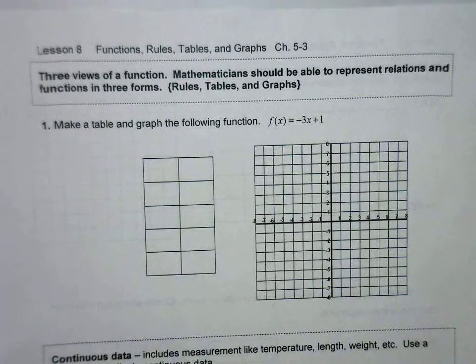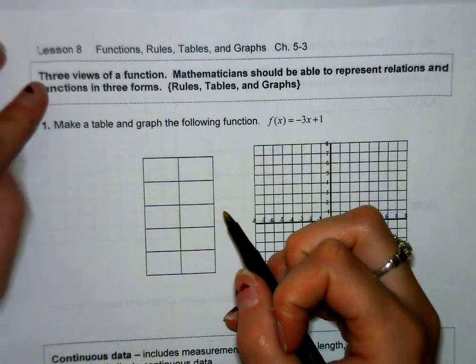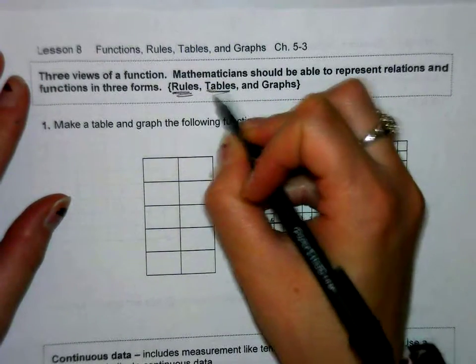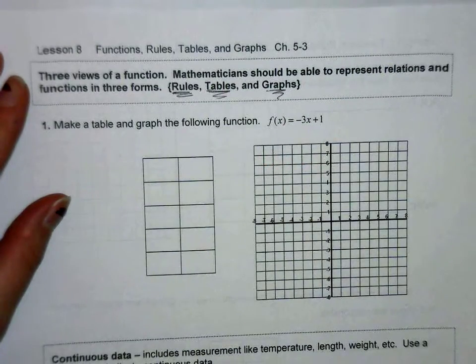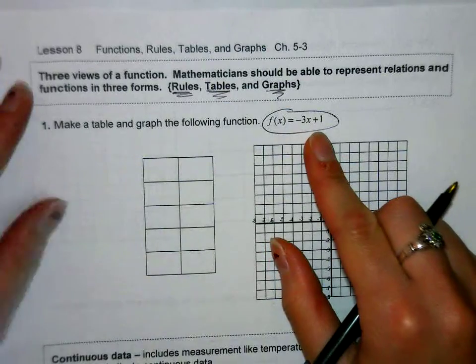Today we're going to be looking at functions, rules, tables, and graphs. There are three views of a function. You can have the rule, which is the function, a table, as well as a graph. So right here, this is our rule: f(x) = -3x + 1.